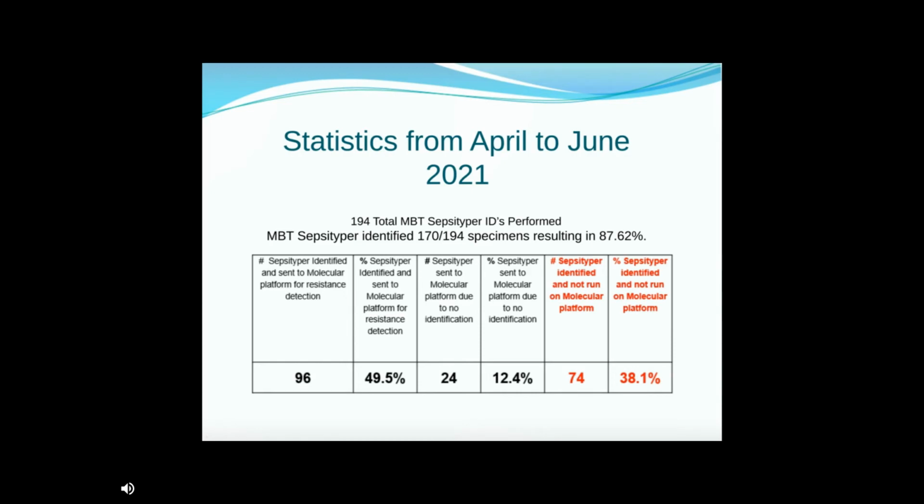For the number of Sepsitypers that were sent to molecular because there was no identification, there were 24 organisms, so that was 12%. And then the number identified by Sepsityper that we did not have to put on our molecular platform was 74. So 38% of our organisms did not have to go onto our molecular instrument. I know that was a little confusing, but hopefully looking at the chart, you'll understand what I was trying to say.